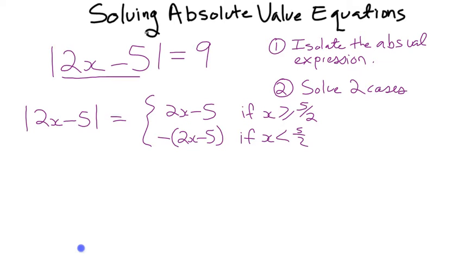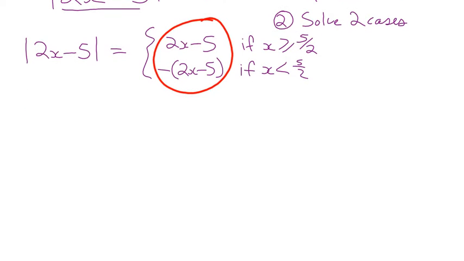Okay? Now for us, the important part really is these two things here, right? It's these two equations. That's the important part. We're going to solve those two equations. Okay, so let's start off. We're going to do case 1. Case 1. Okay, so case 1 is that 2x minus 5 is equal to 9.